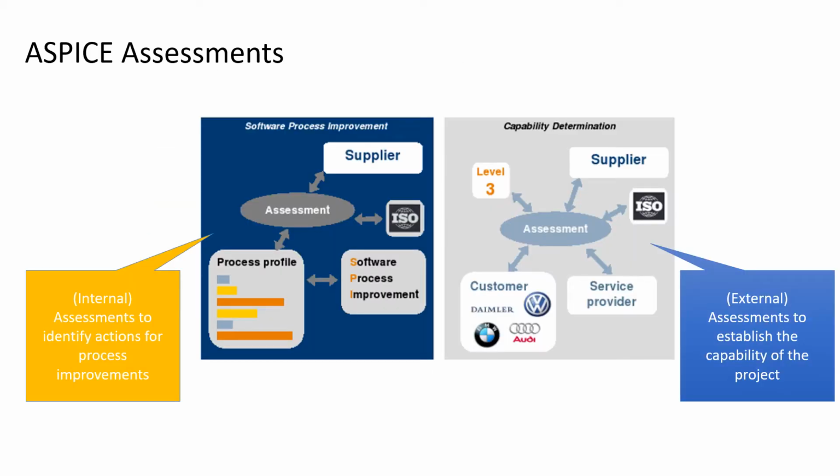Now ASPICE assessments. There are two major categories of assessment: internal assessment and external assessment. Internal assessment is carried out by an internally identified ASPICE expert, to identify actions for process improvements. Here we will get the process profile.